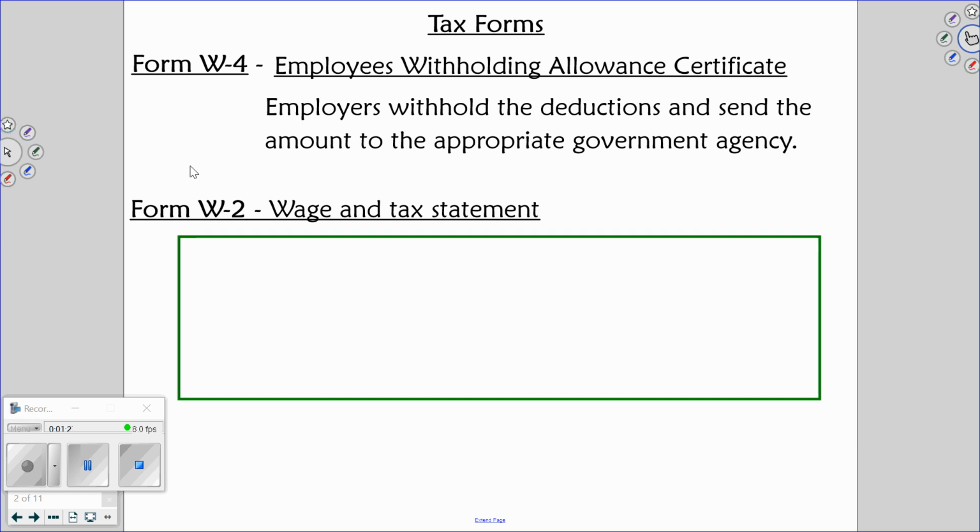Oh, it's your vocab. So very possibly. Employers withhold the deductions and send the amount to the appropriate government agency.